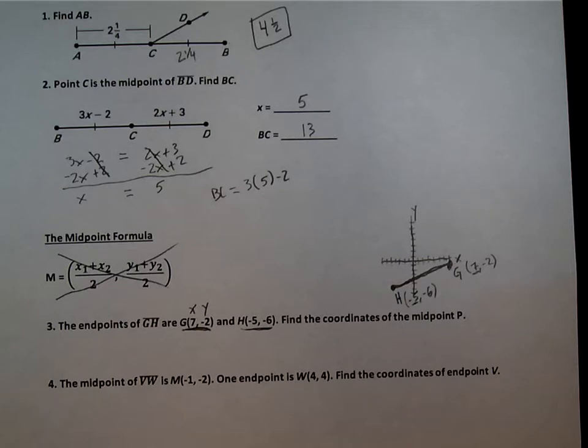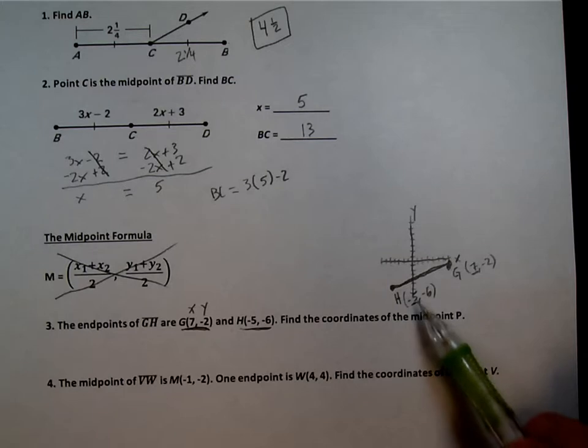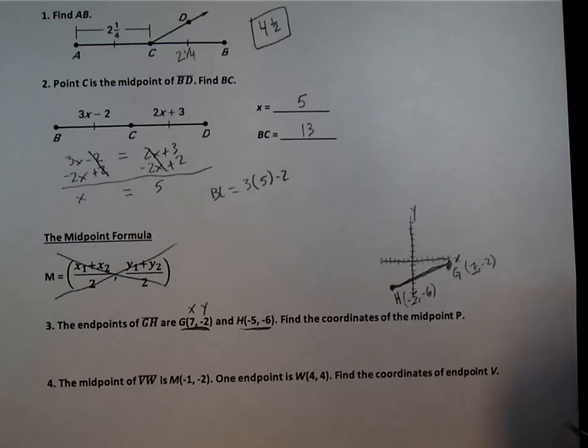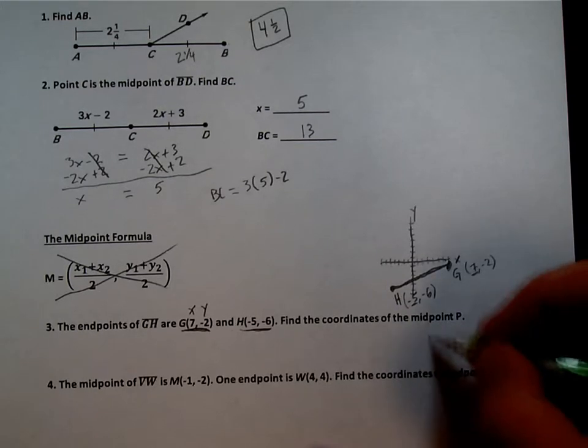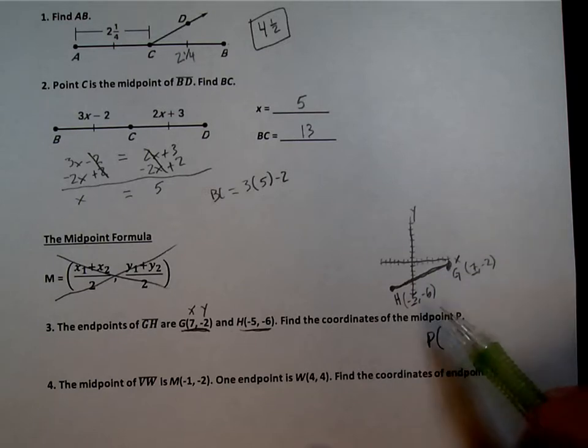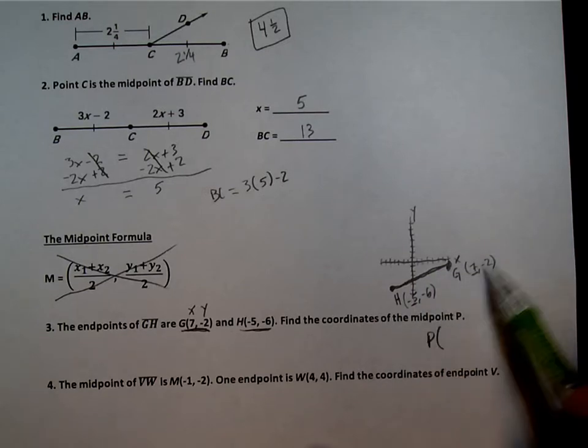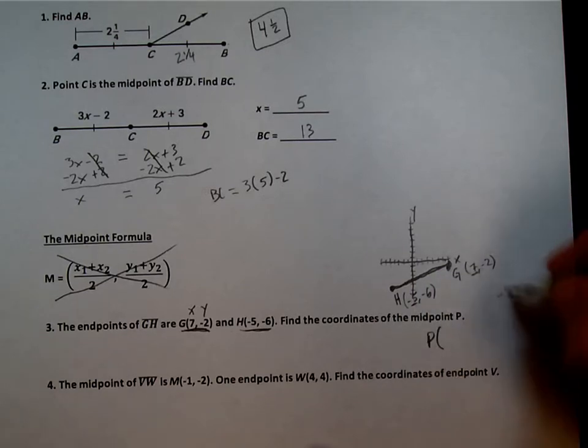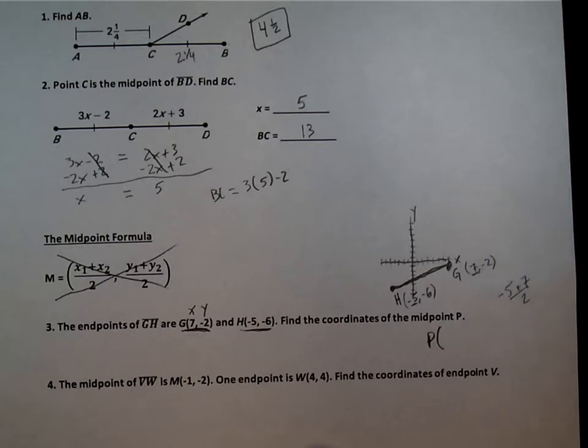You guys know how to find average? That's all this formula, this stupid formula over here, is. It's just averages. So I want to average the X's. So -5 and 7. If we're going to average them, it means add them together, divide by 2. So add those together. -5 plus 7 is 2. Divided by 2 is 1.